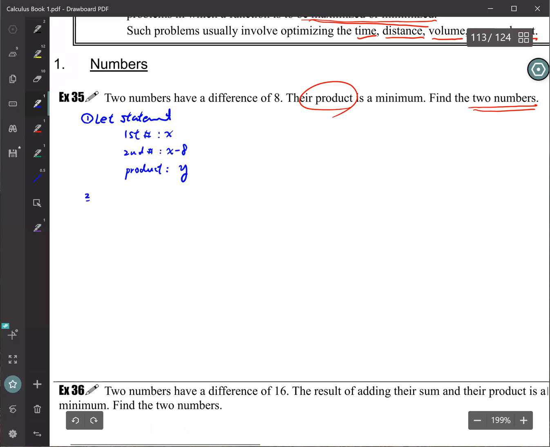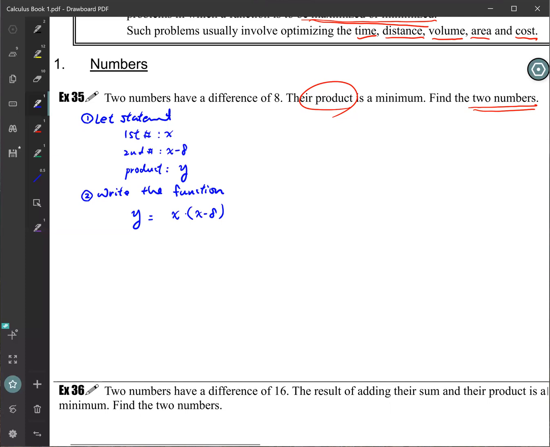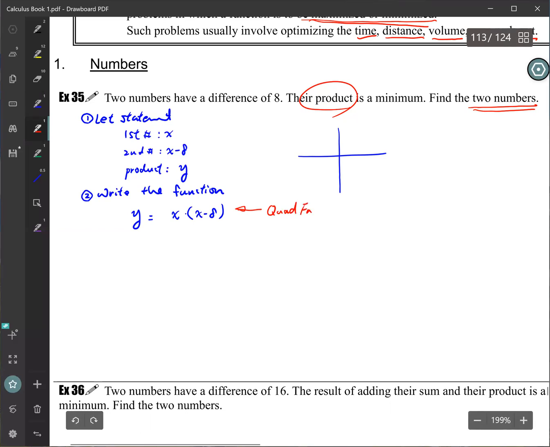Now step 2 is to write out a function, a function that connects all the items together. This one is pretty straightforward. The product is the y, the two numbers multiplied together, so x times x minus 8. So this is our function. In grade 11, we will start by drawing the functions. This is called a quadratic function, and by looking at this function, we know the x-intercepts.